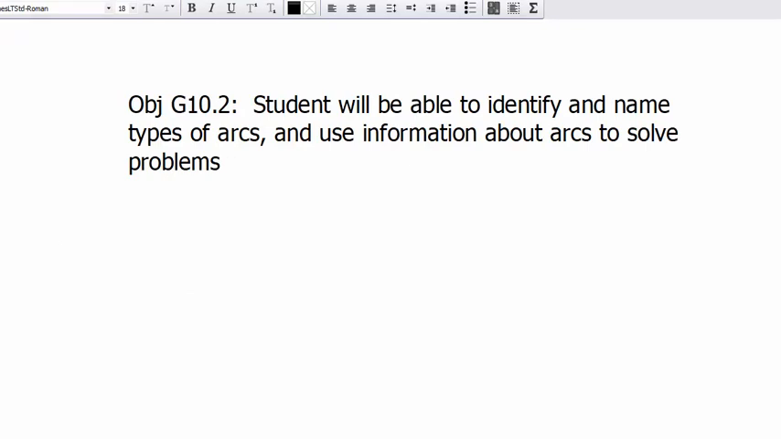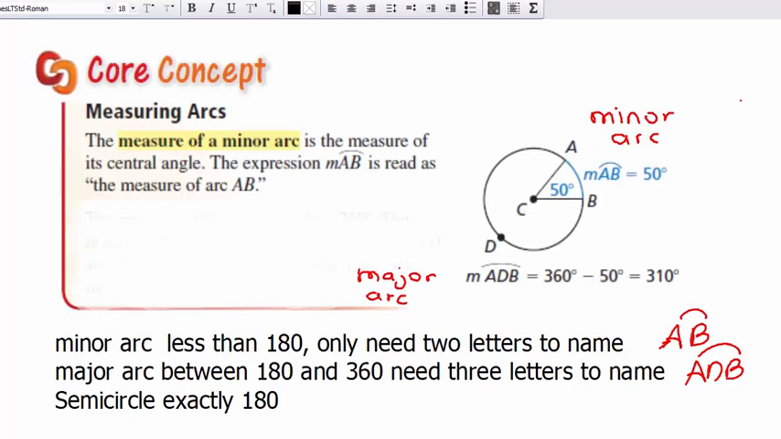So our objective for 10.2 is to be able to name and identify a couple different types of arcs, and then use information about arcs to solve different problems. So the most common type of arc is called a minor arc.